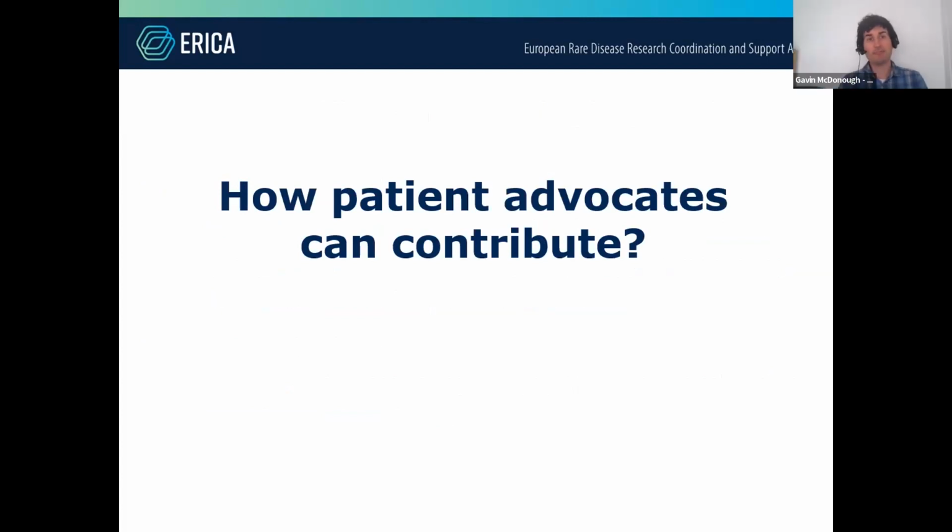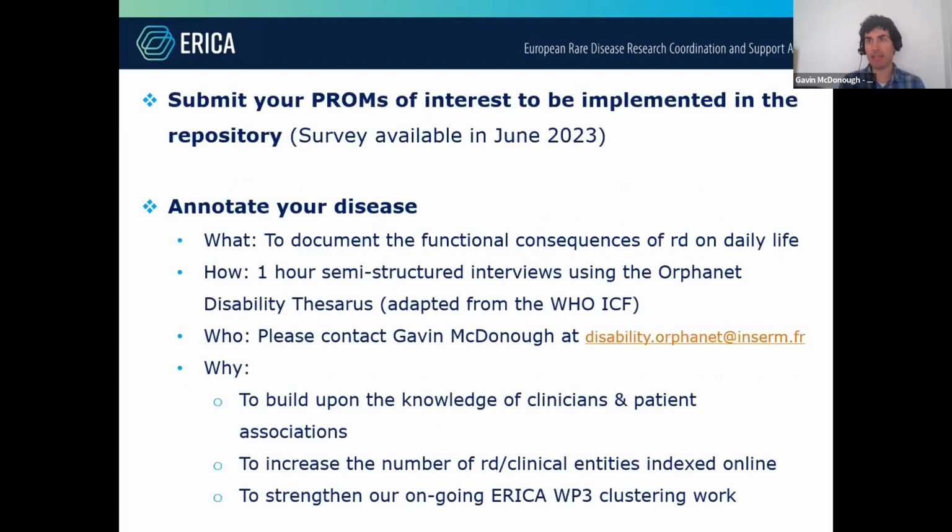Okay, that sounds great. So the real question right now is how patient advocates can contribute. Everyone here today is a patient advocate in one way or another, and we're thrilled to have you. One of the best ways that you can contribute to this work package 3 and Erica's work is to submit your prompts of interest to be implemented in the repository. This is a new feature that's going to be added in June of this year to that repository that we just saw with the link in the discussion. It's a great way to connect directly with us so that you can push these prompts up in the visual sense so that we can add it and spread the good word.